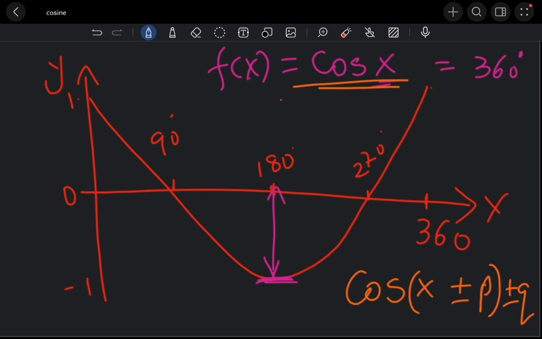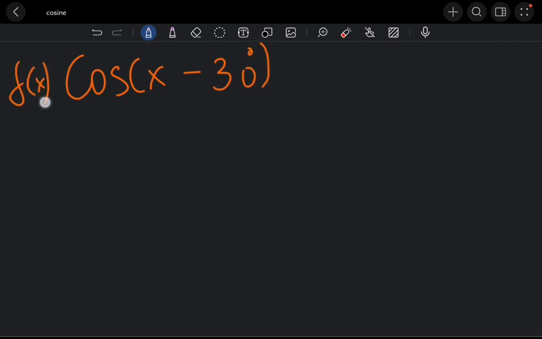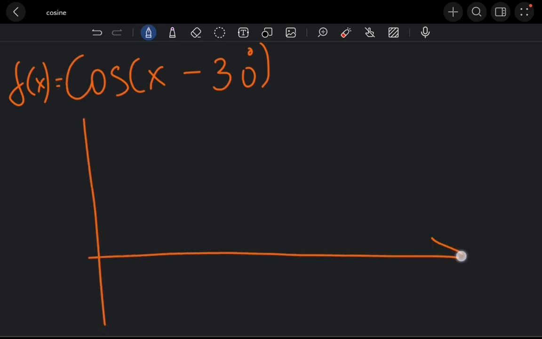Okay, so let's say in a question we are asked to draw f of x is equal to cos of x. Let me write it down here. Let's say we are asked to draw the function cos of x minus 30 degrees, which is our function f of x. Alright, so the first thing that we'll do is we will construct our Cartesian plane. This is our origin. I just drew the right hand side part of the Cartesian plane.